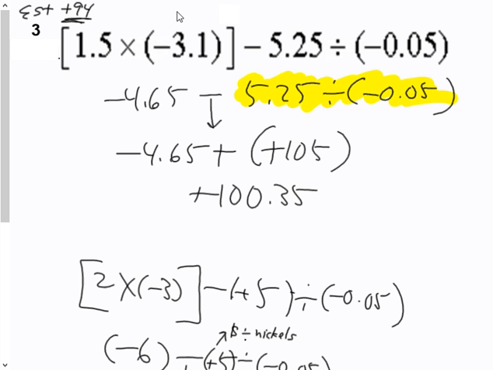So this is the most confusing part for people, realizing that's subtraction and not a negative, and that this is a positive 5.25 and not a negative, since the subtraction sign was right next to it.